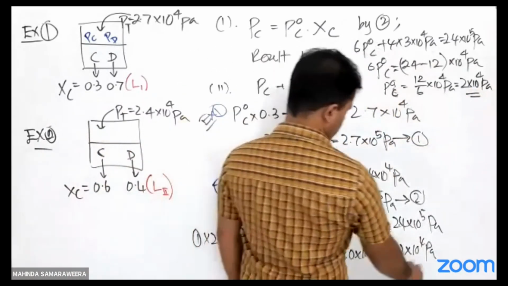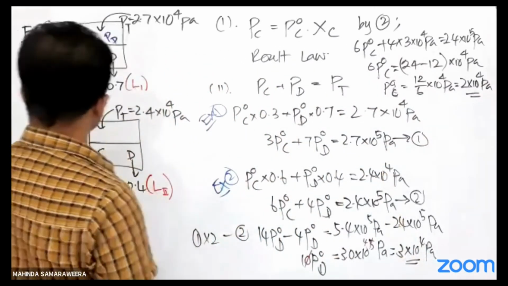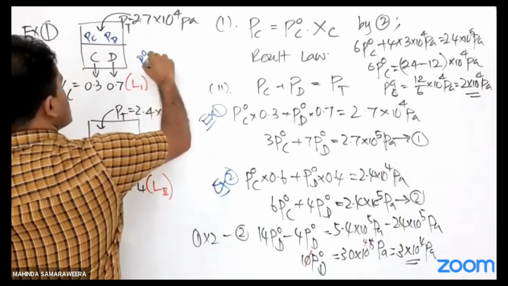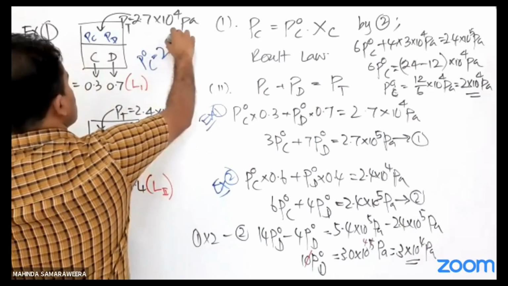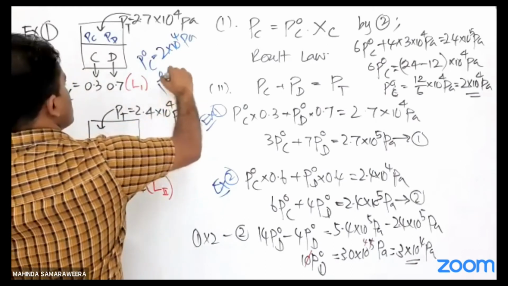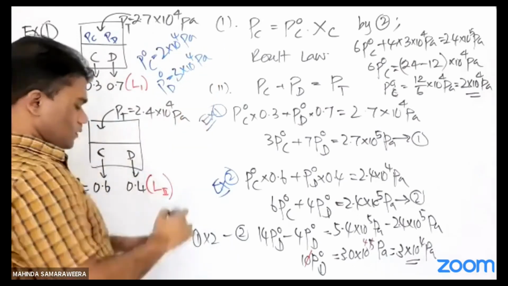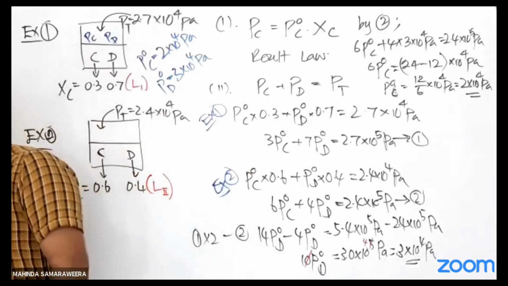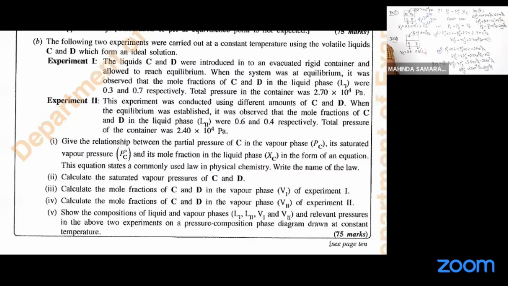This is 3 × 10⁴ Pascal. Those are the saturated vapor pressures of pure C and D. P naught C, 2 × 10⁴. P naught D, 3 × 10⁴. Those are the answers for second part. That's the big calculation we have in this question. I hope you don't have a problem with that calculation. I just applied Raoult's law and Dalton's law of partial pressure.